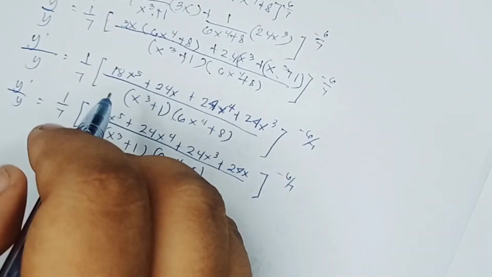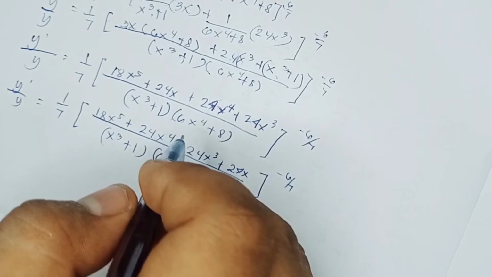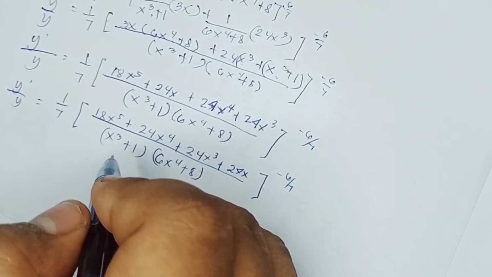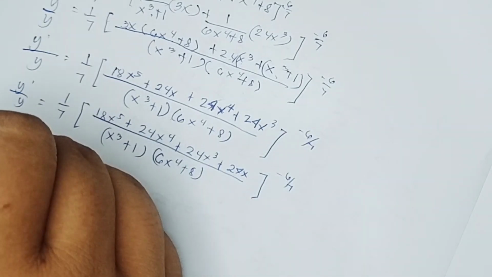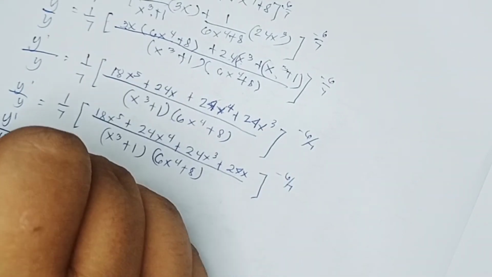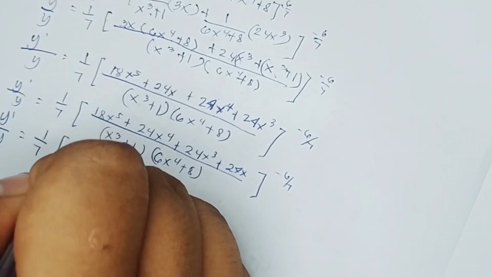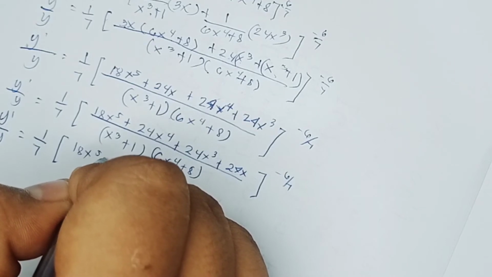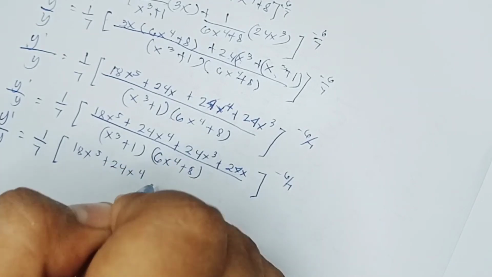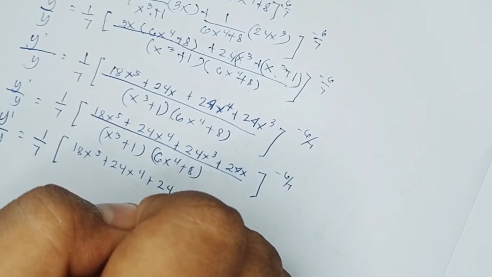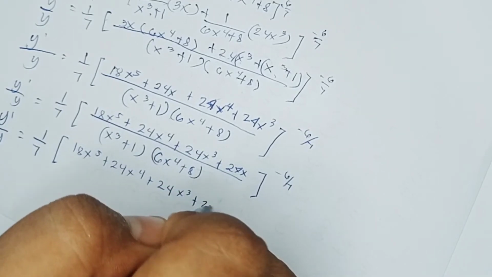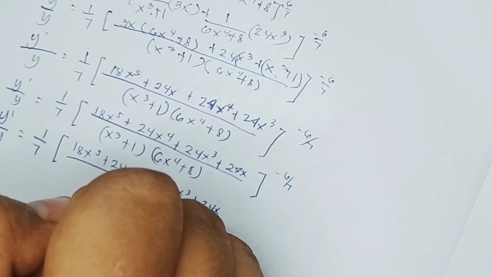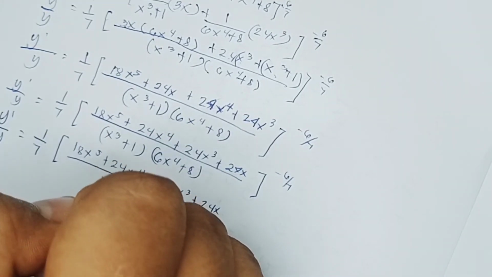We can finally go to step 3, which is to solve for y, or y prime, by multiplying the right side by y. Y prime over y is equal to 1 over 7 times 18x to the 5th plus 24x to the 4th plus 24x cubed plus 24x, over x cubed plus 1.